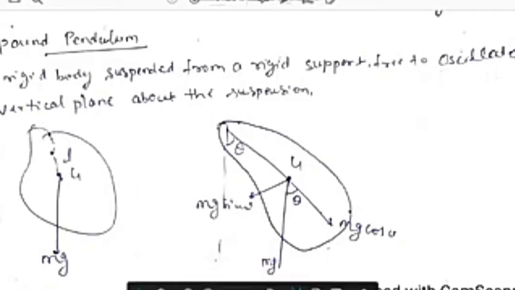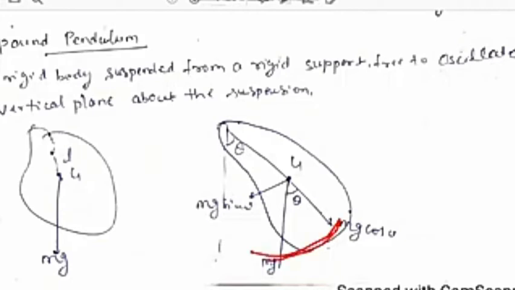So the total mass of the compound pendulum acts at angle theta. There are two components, mg cos theta and mg sin theta, similar to a simple pendulum. In this case there is a slight difference. When this body is moving in this oscillation, instead of a force there is a torque. So in the case of a compound pendulum, instead of force, a restoring torque acts. So what is the value of the restoring torque?